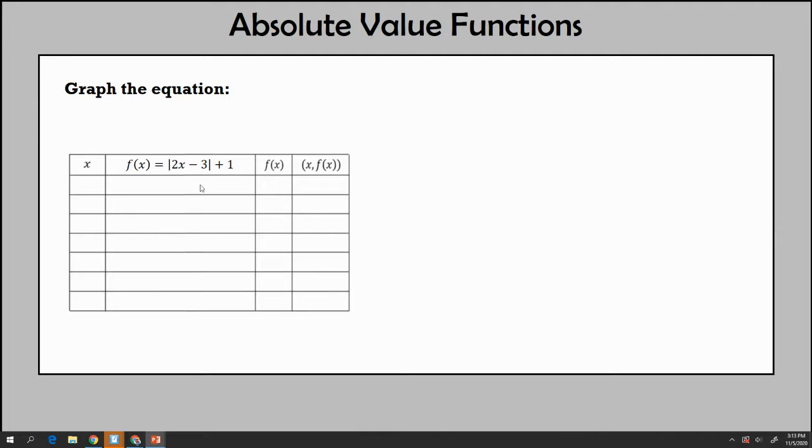Okay, let's do another one like this. We're going to graph the absolute value of 2x minus 3, plus 1. If you notice, the last graph had the 2 on the outside, times the absolute value. Now I moved it in here, and let's see what that does.